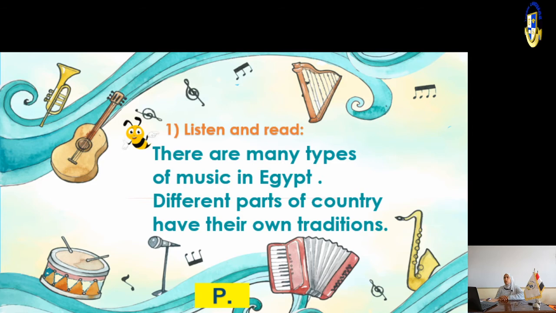Now, turn to page 95, exercise number 1. Listen and read. There are many types of music in Egypt. Different parts of the country have their own traditions. Each part is specialized in a kind of music. It's a tradition in these places in Egypt, in different parts of the country.